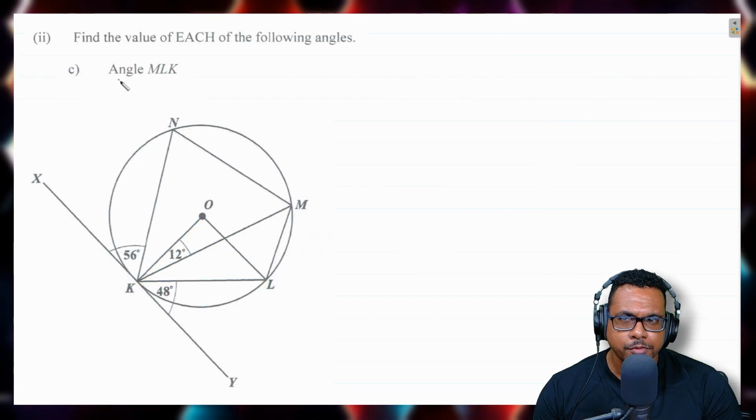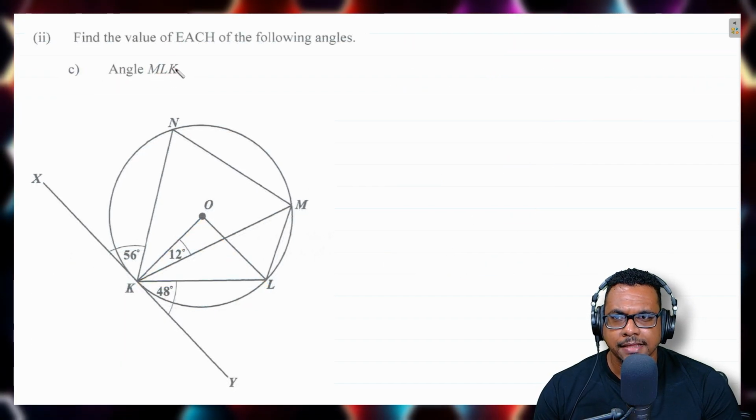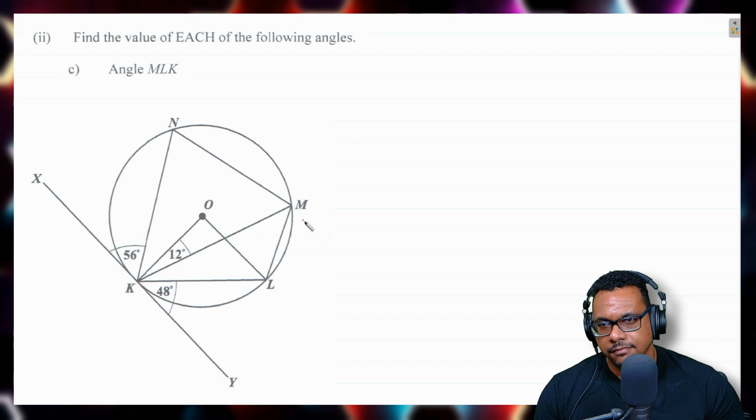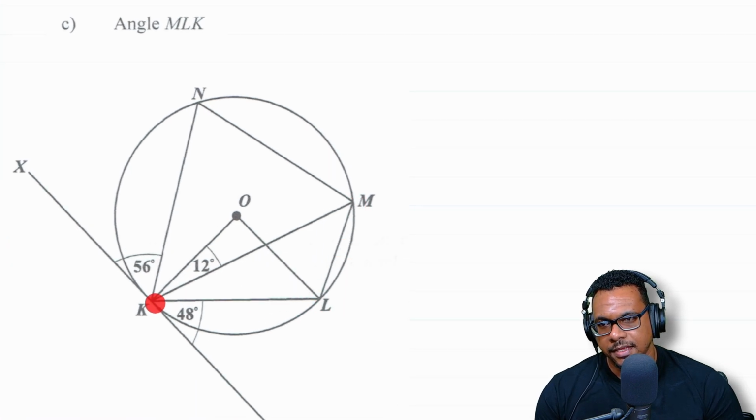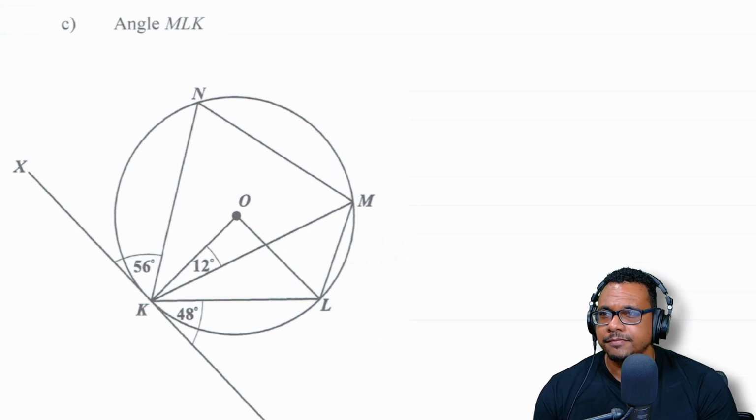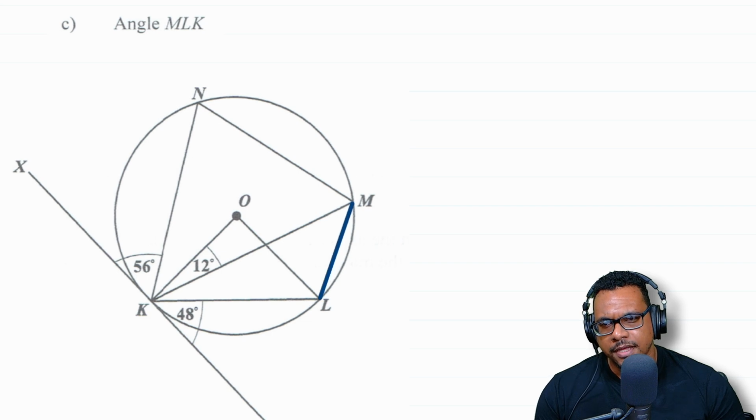So now for part C, we want to find the value of angle MLK. Let's highlight that. Angle M to L and L to K. So that's this angle here.